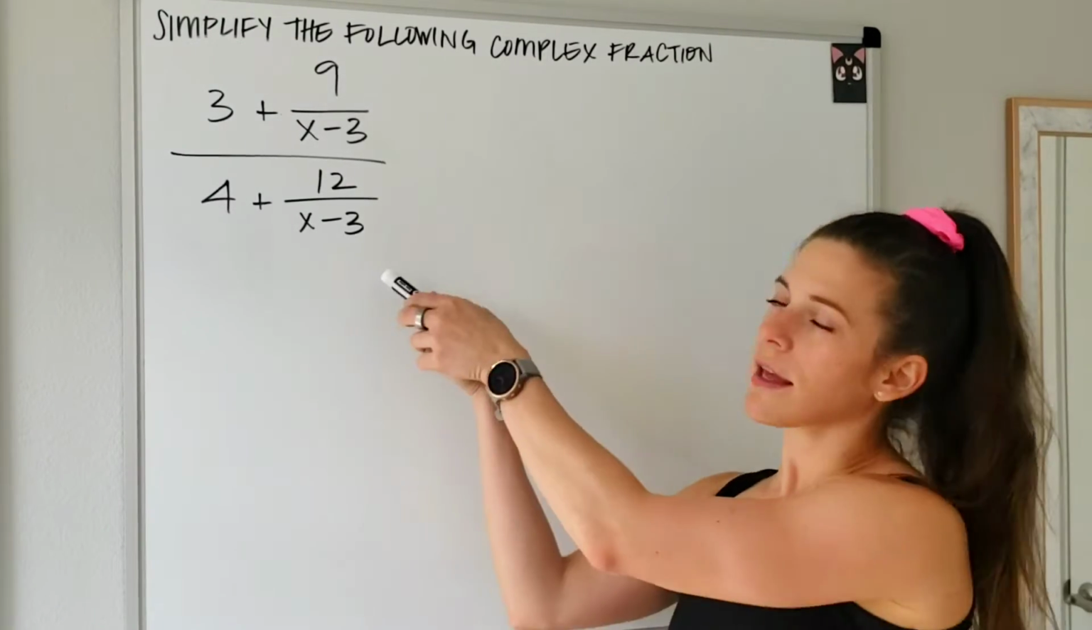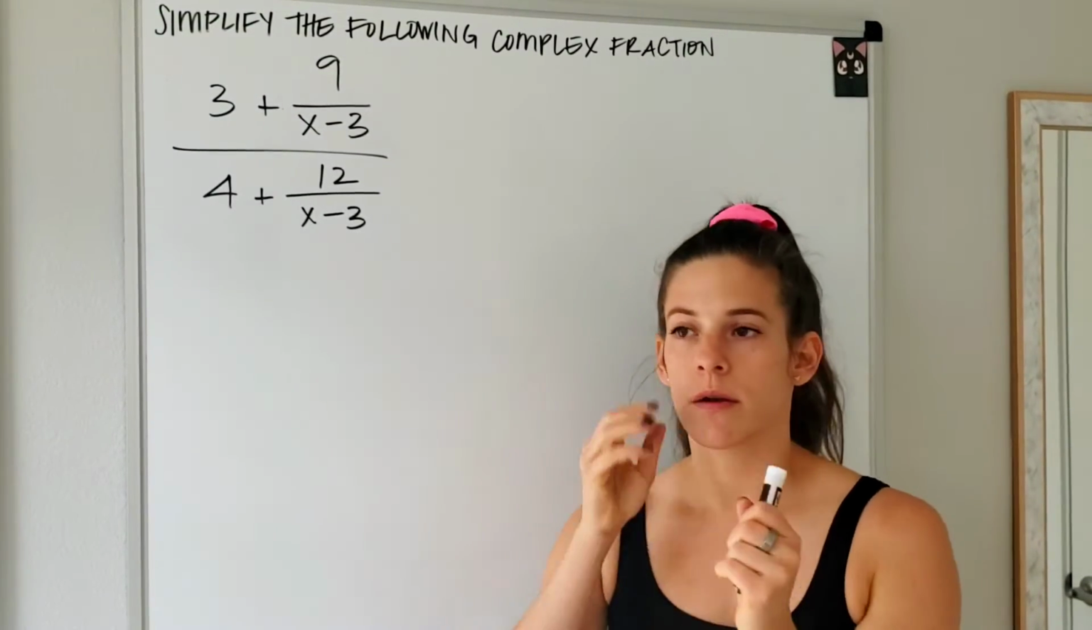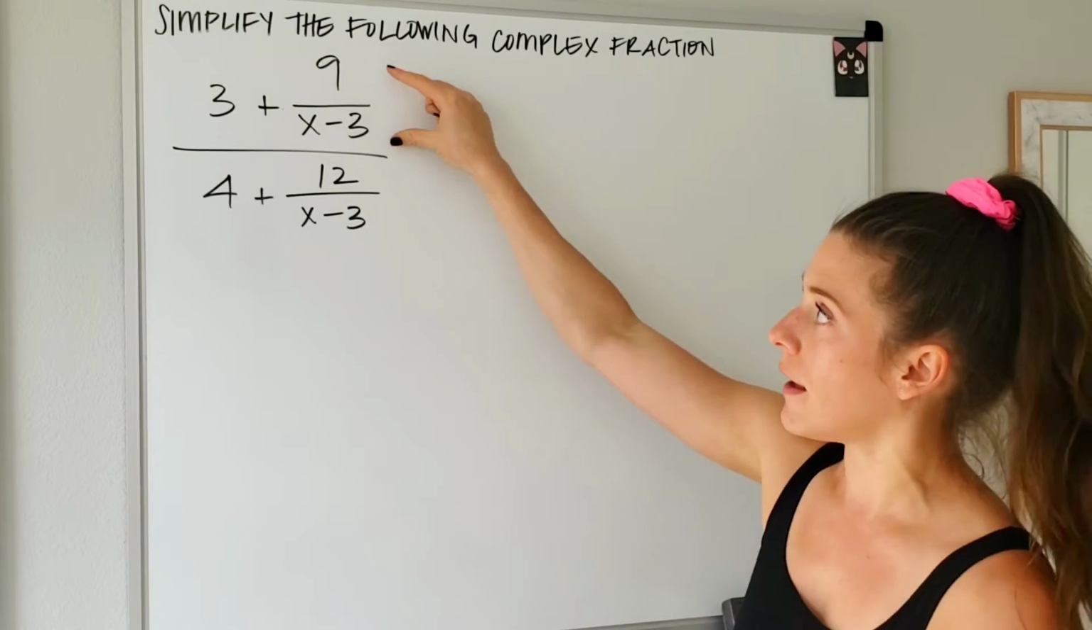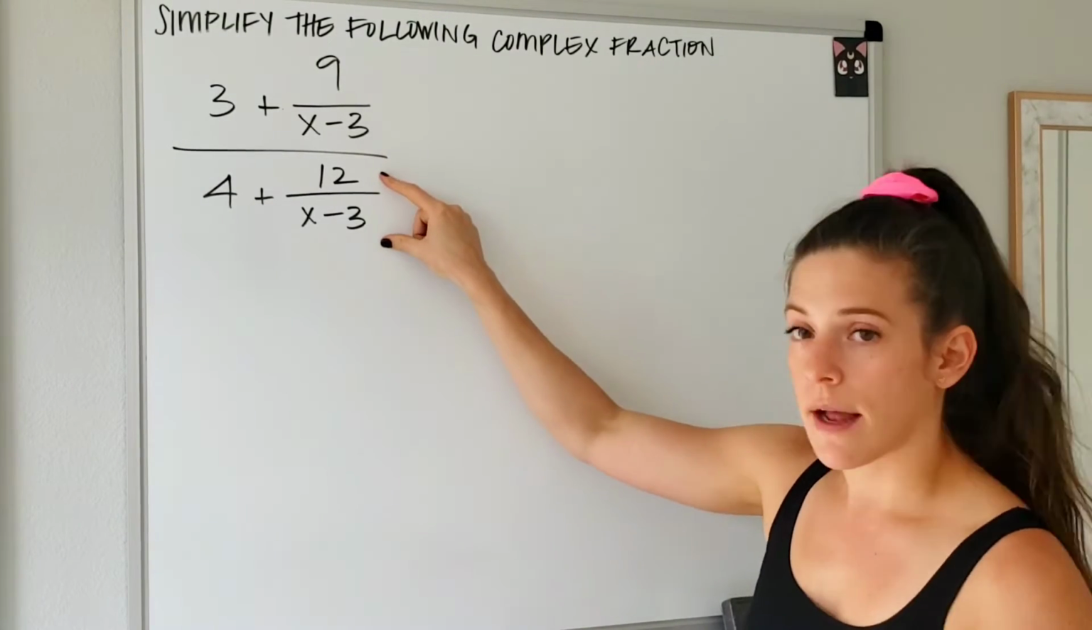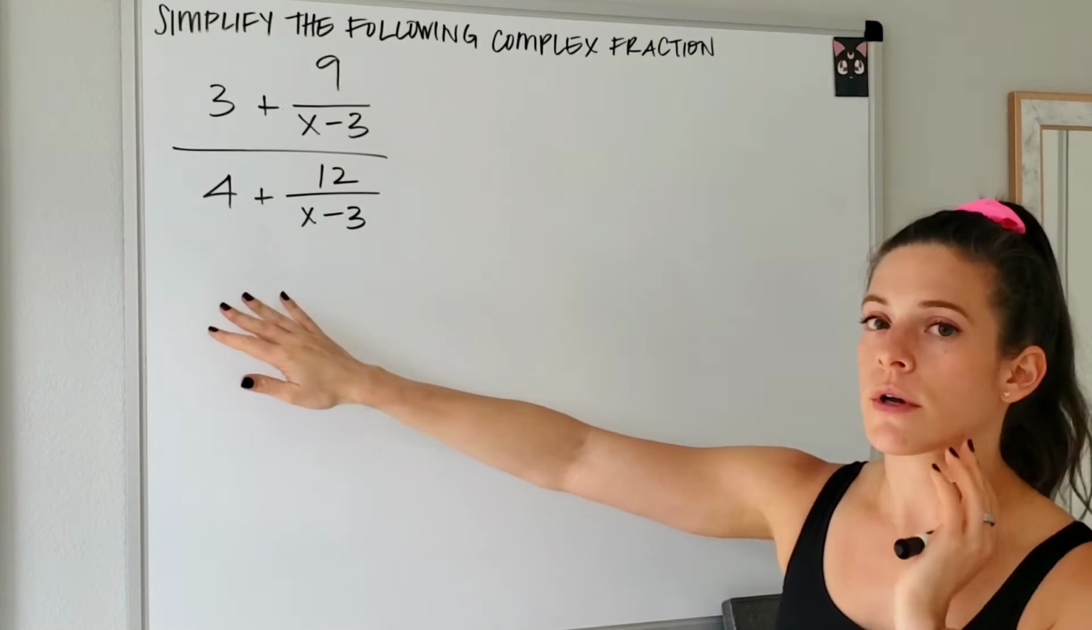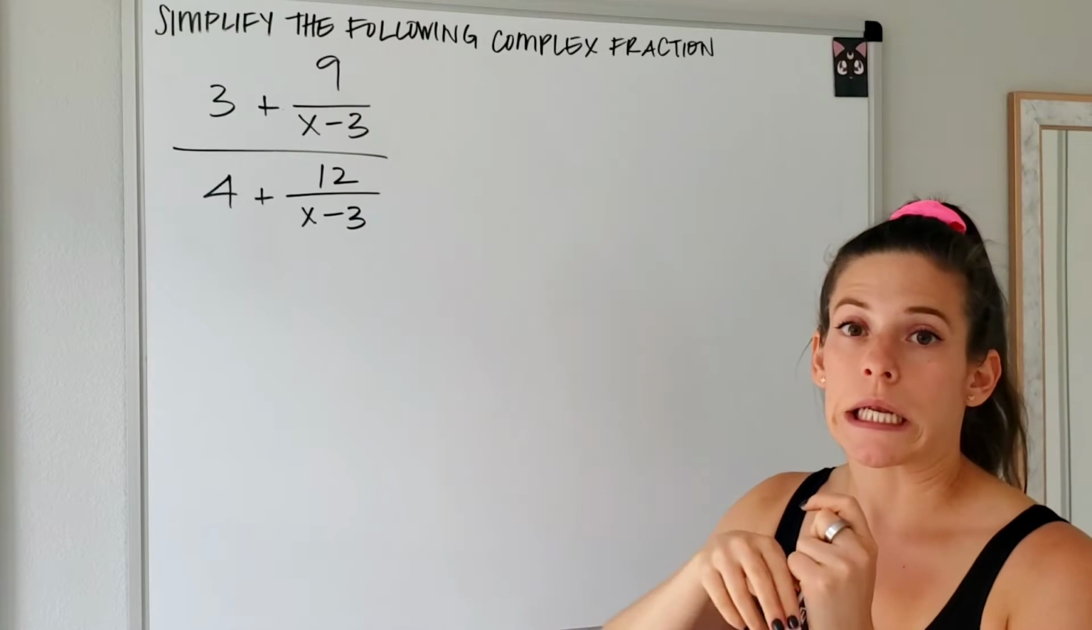Today we're simplifying this complex fraction. What makes this a complex fraction in the first place? The fact that the numerator has a fraction in it and the denominator has a fraction in it. So ultimately our answer is going to look a little bit less complicated than this.